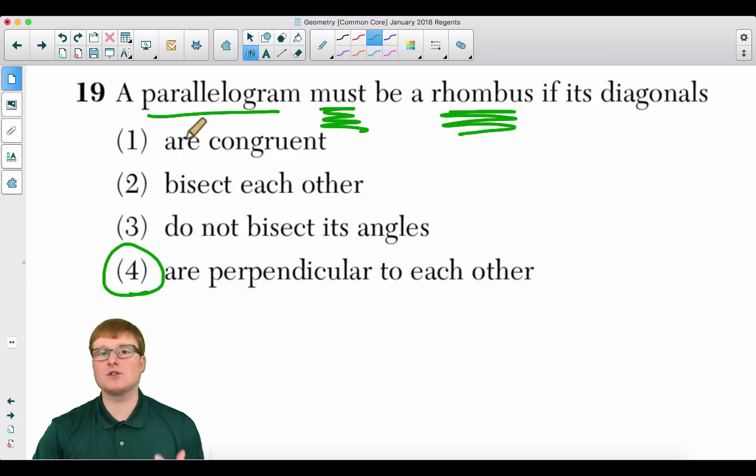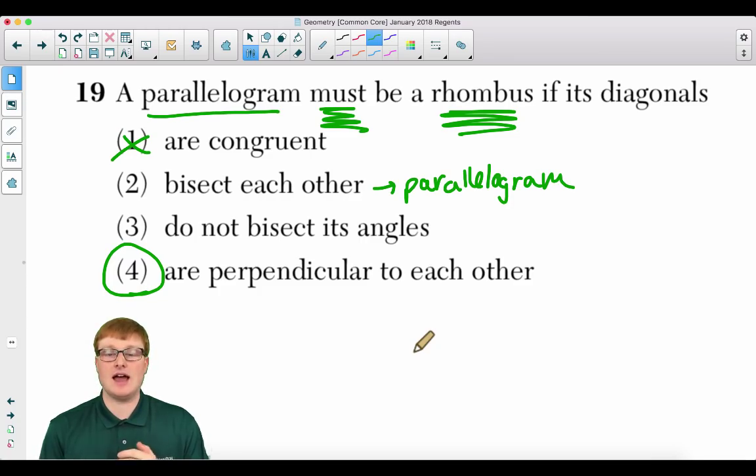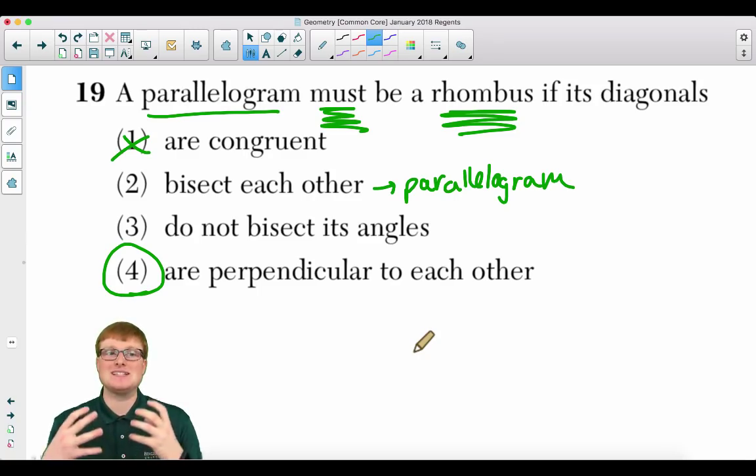Now, we know for sure, and I just said this, that they're not congruent. That's a rectangle property. But you're probably thinking to yourself, well, why is it not bisecting each other, Trevor? Well, that's a property of a parallelogram. And this is what confuses the heck out of people. A parallelogram does in fact have diagonals that bisect each other. Same thing for a rhombus. But this answer is too vague because this property is true even for a rectangle and a parallelogram.